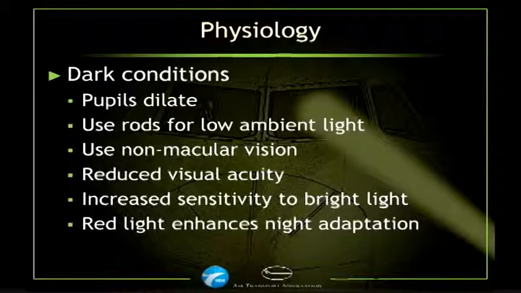You have substantially reduced visual acuity at night, but you also have increased sensitivity to bright light because your eyes are adapted to that. And red light will actually enhance night adaptation because the rods are not really sensitive to red light. That's why in dark rooms they'll have red light there, or in the old days when we were going out to fly night missions, we would wear the red goggles before we were doing it, when we were doing the briefings, so we could adapt to the night.